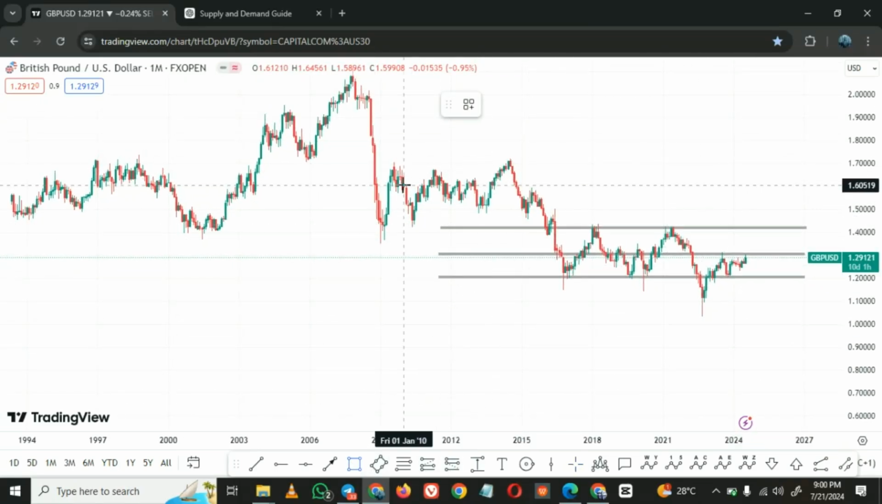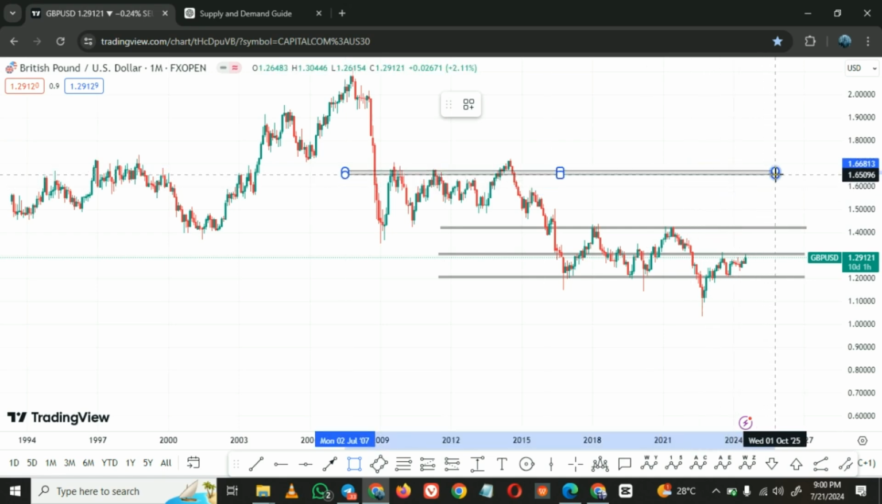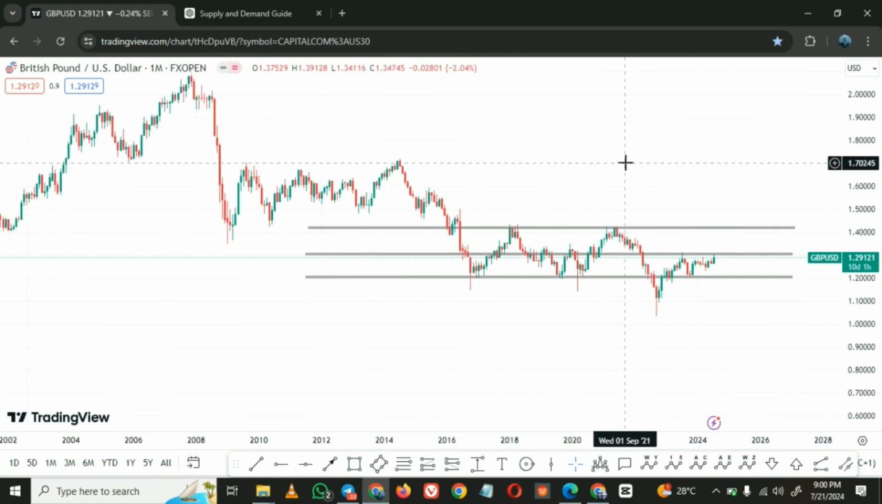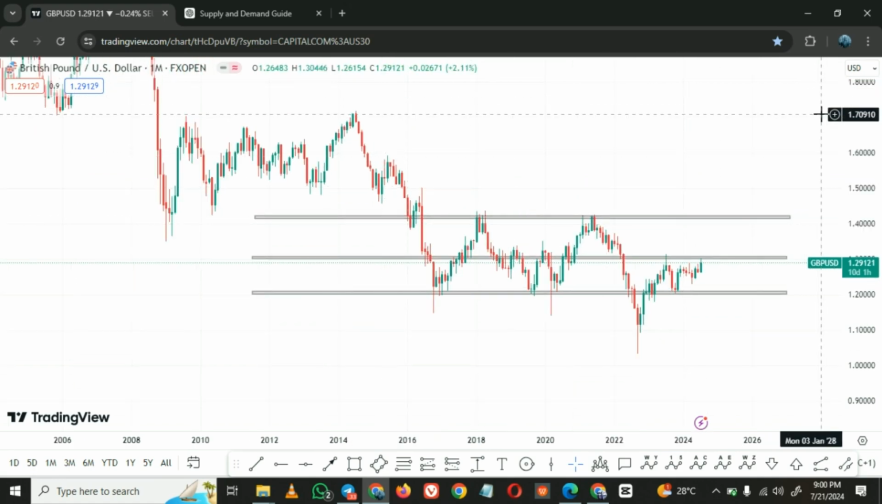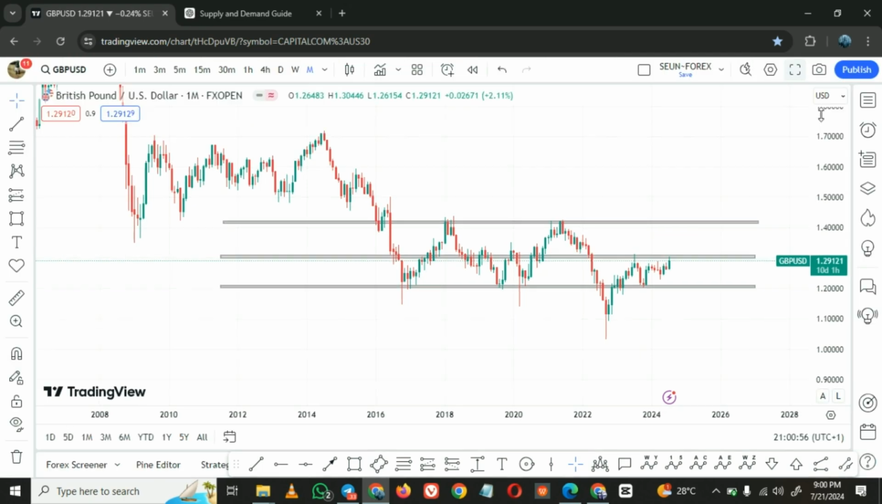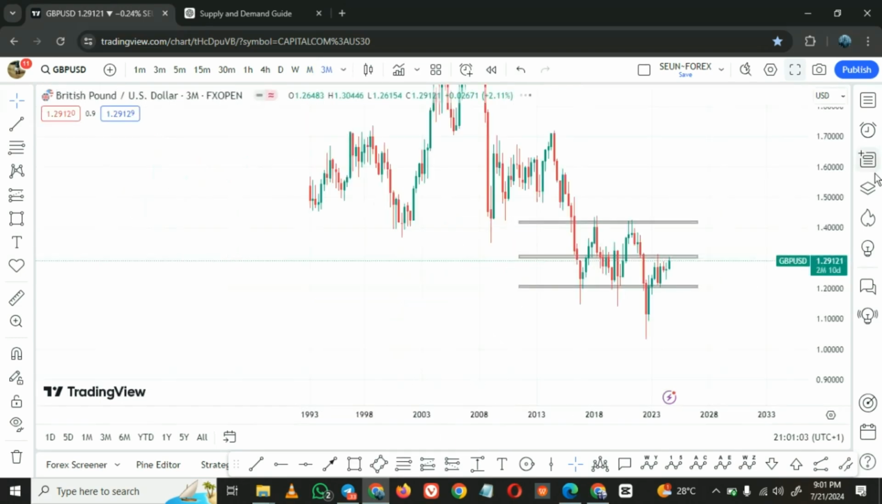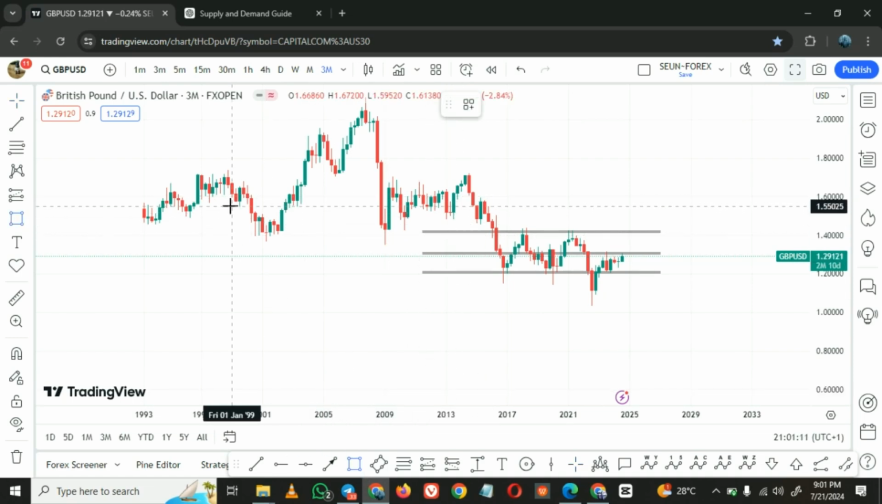When you can understand what has been happening in the major history price action, it will help you to navigate the market successfully. This is the monthly time frame. Let's go into the longer time frame to actually see what is happening. This is GBP USD in the 3 month time frame.